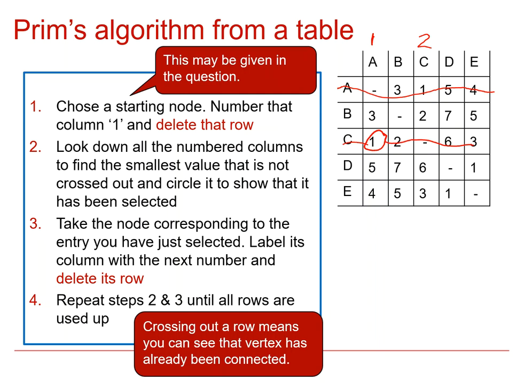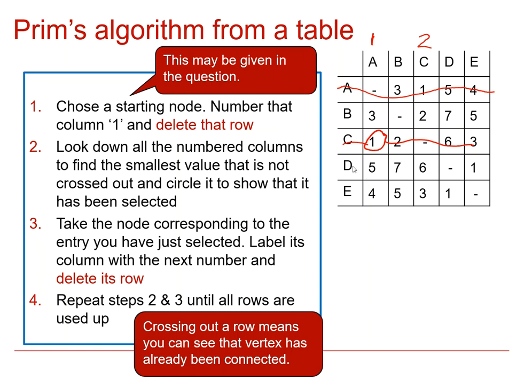Now, you may be wondering what the purpose is of deleting these rows. If you think about it, the thing we need to make sure we don't do with Prim's is accidentally create a cycle. Now, by deleting a row once that node has been added, it means that we're never going to choose to go back to that node, so we're never going to complete any cycles. Right, so we need to repeat steps 2 and 3 now until all the rows are used up.